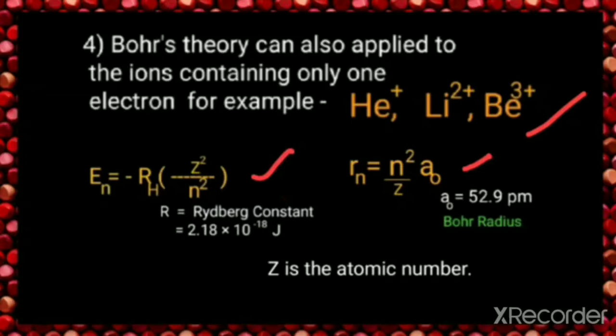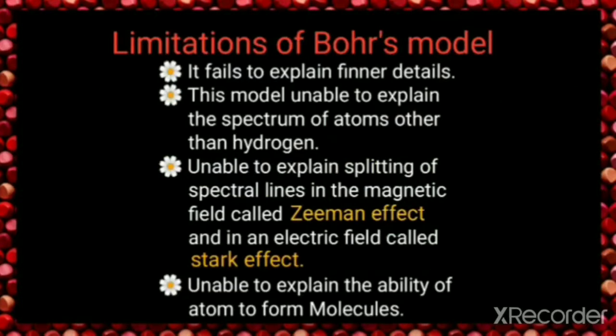In his formula, he introduced a term Z, where Z is the atomic number. The first formula we discussed is the formula for the hydrogen atom. But for ions which have a single electron, he gave this formula: En = -RH × Z²/n². The radius is given by the formula Rn = n² a0 / Z, where Z is the atomic number.